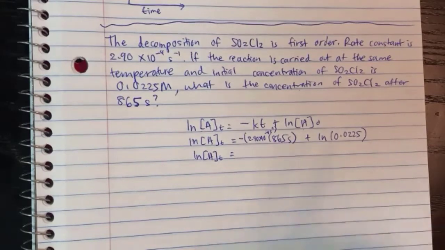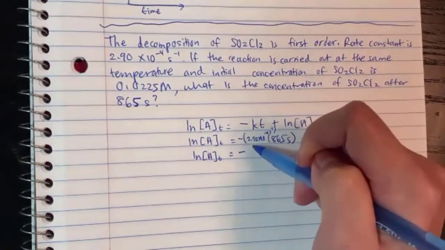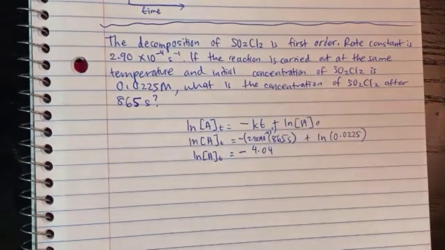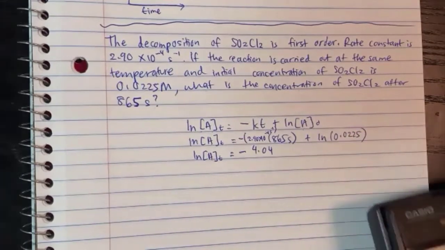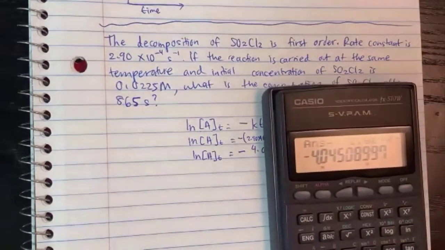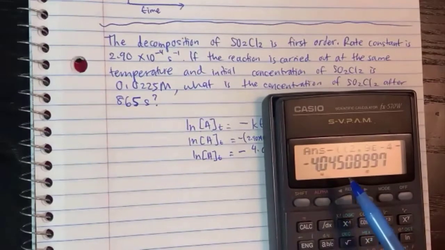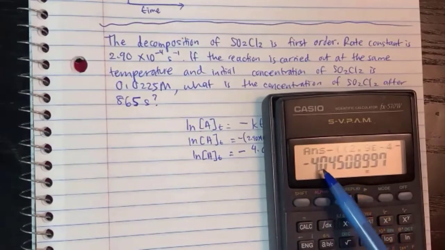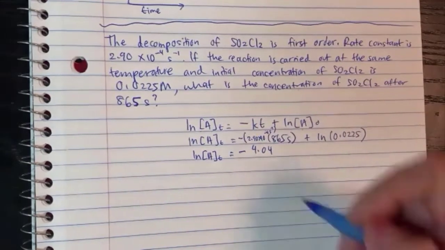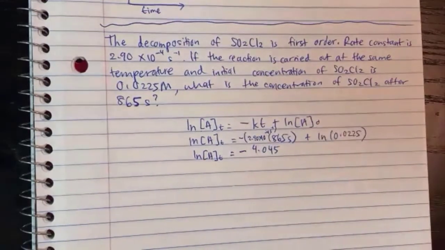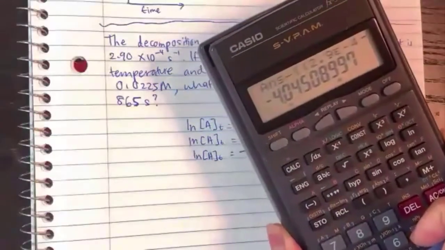I got negative 4.04. Okay, 4.045, blah, blah, blah. It depends if you rounded anything or kept it straight through. 4.0450, blah, blah, blah, it keeps going. 4.045, we'll write down whatever that is. I never round, I keep the answer in my calculator. I'm not going to click this away, I keep this in here, okay?